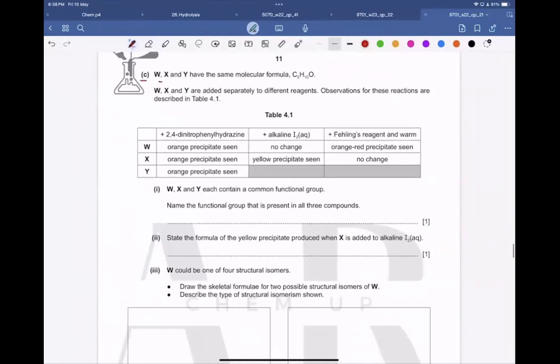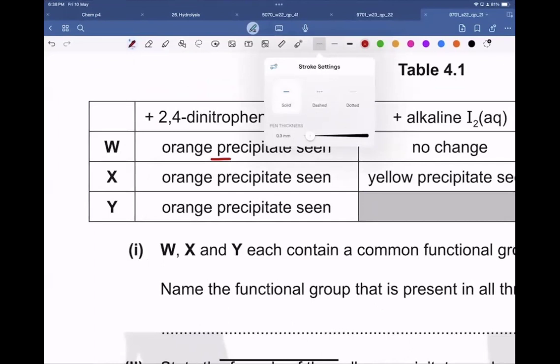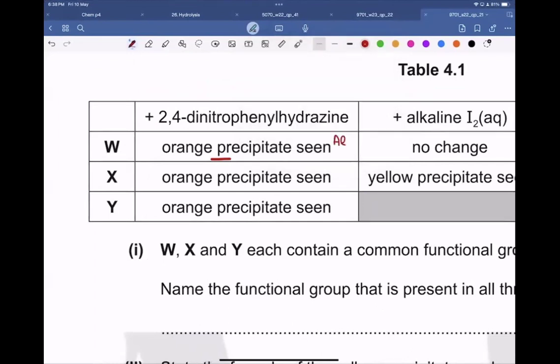Now C part. W, X, Y, and Z have the same molecular formula C5H10O. W, X, Y, and Z are added separately to different reagents. Observations for these reactions are described in table 4.1. Okay. So W gives orange precipitates with 2,4-DNPH. It means from here I can say that an aldehyde or ketone is present.